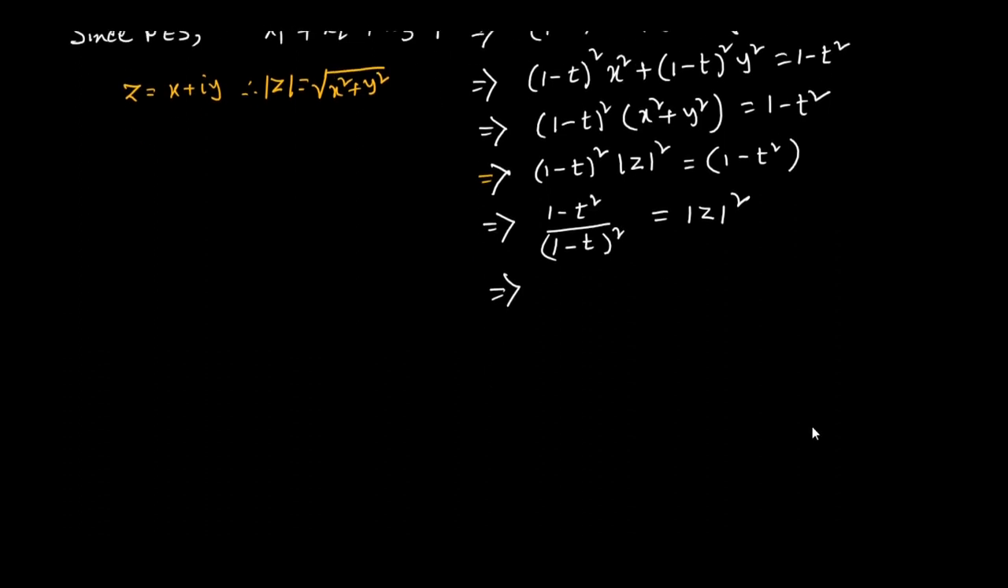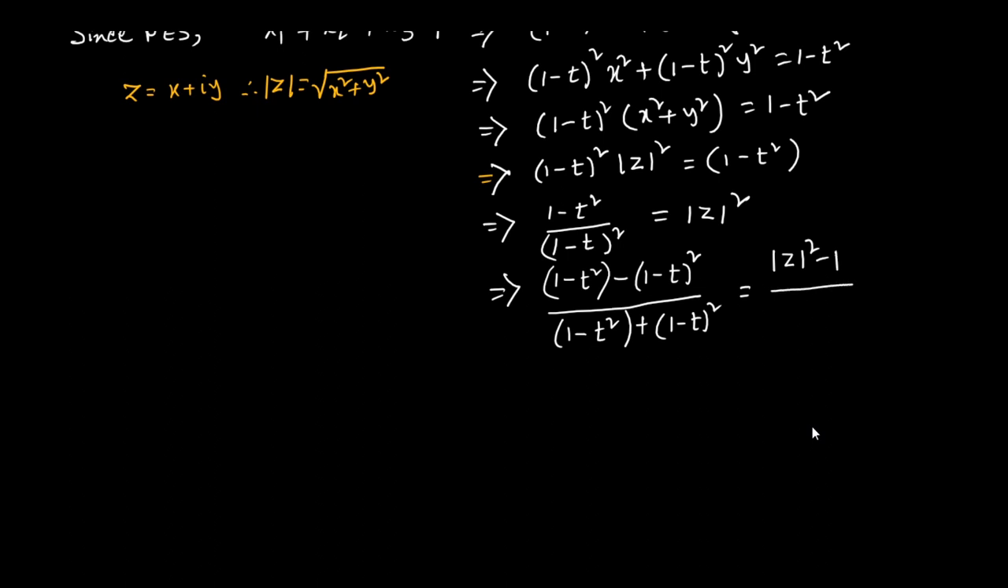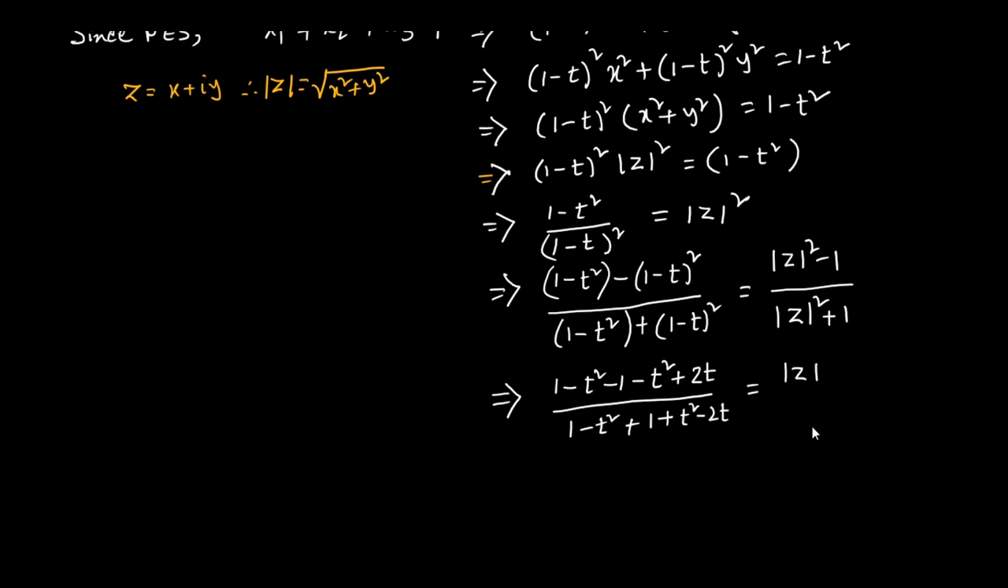which implies 1 minus t square minus 1 minus t whole square divided by 1 minus t square plus 1 minus t whole square equals mod z square minus 1 divided by mod z square plus 1, which implies, if I do this calculation, I will get 1 minus t square minus 1 minus t square plus 2t divided by 1 minus t squared plus 1 plus t squared minus 2t is equal to mod z squared minus 1 divided by mod z squared plus 1.